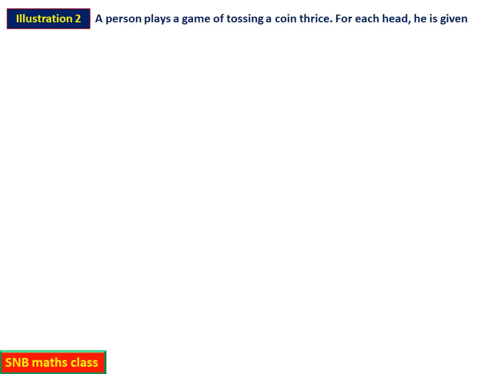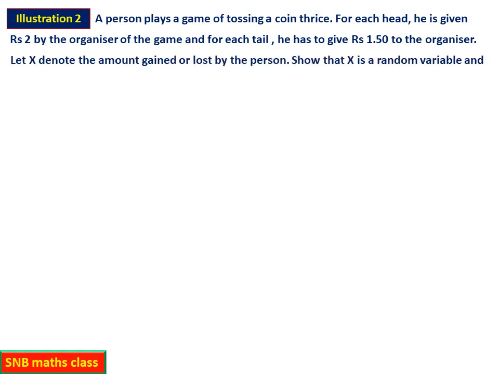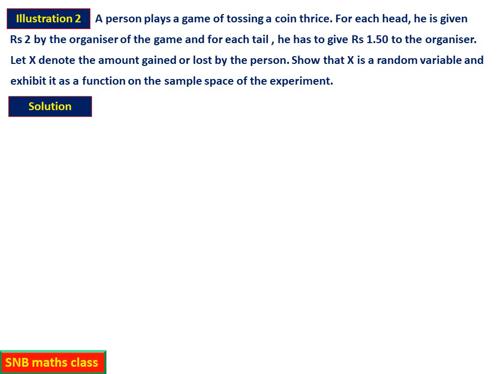Now consider a person plays a game of tossing a coin thrice. For each head he is given rupees 2 by the organizer of the game, and for each tail he has to give rupees 1.5 to the organizer. Let X denote the amount gained or lost by the person. Show that X is a random variable and exhibit it as a function on the same sample space of the experiment. So this is the question.